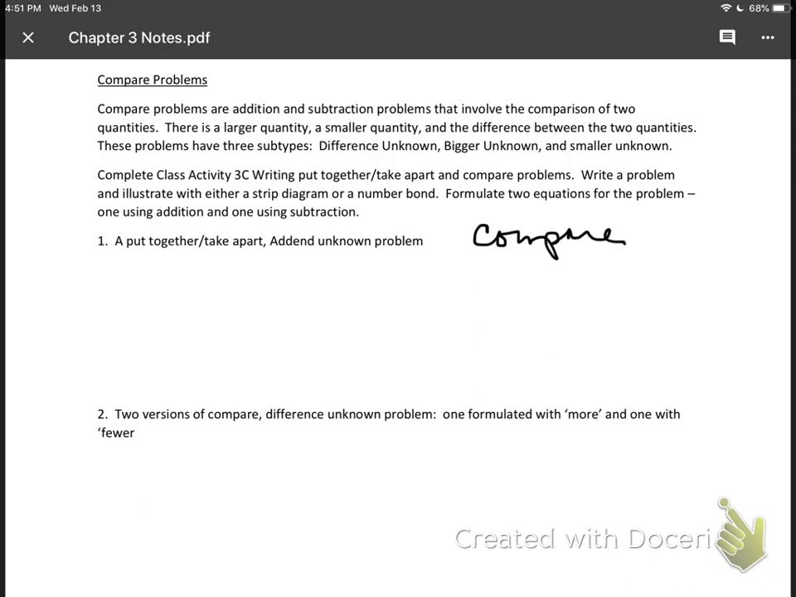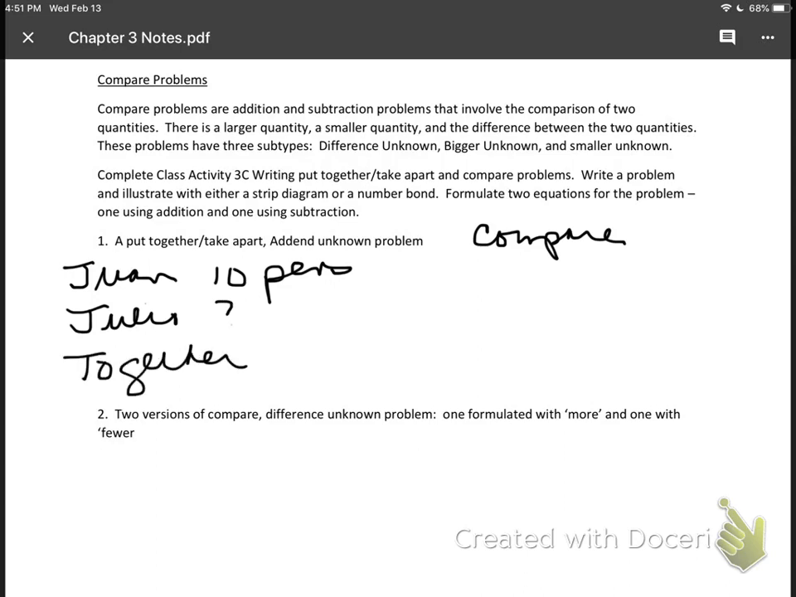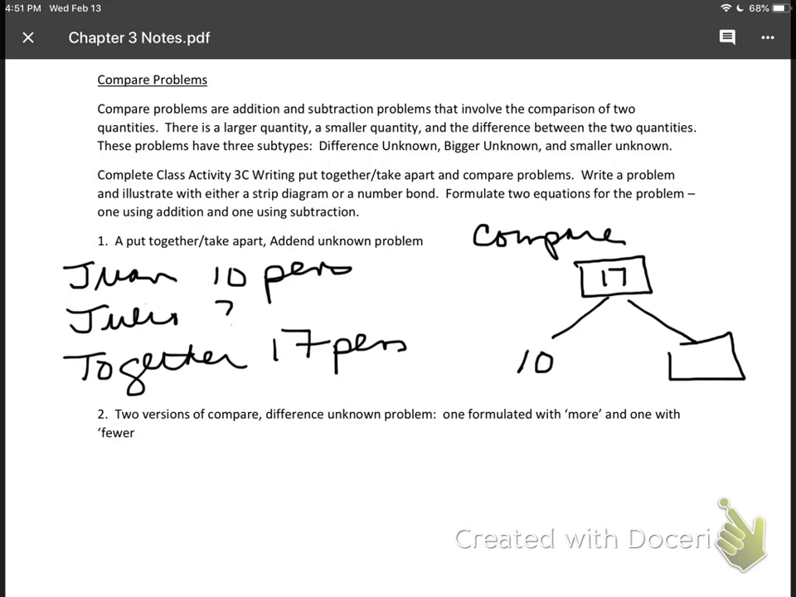Okay, so if I say that Juan has 10 pens, Julio adds his pens to Juan's pens, and together, I don't know how many Julio has, but together they now have 17 pens. Okay, so here's the together part, 17. I have an add-in that's unknown. I had a 10. Here's my unknown add-in, which I end up saying is going to be a 7.